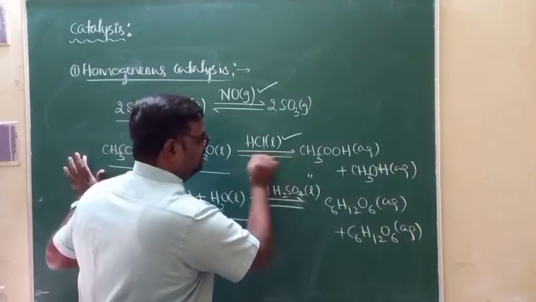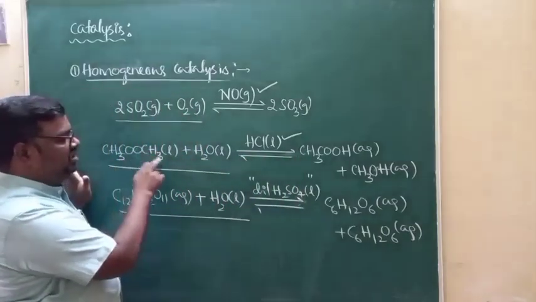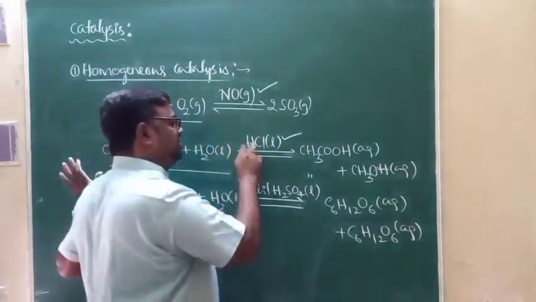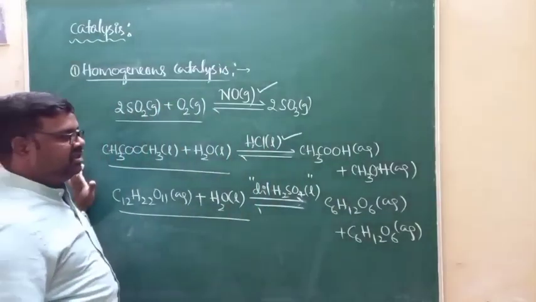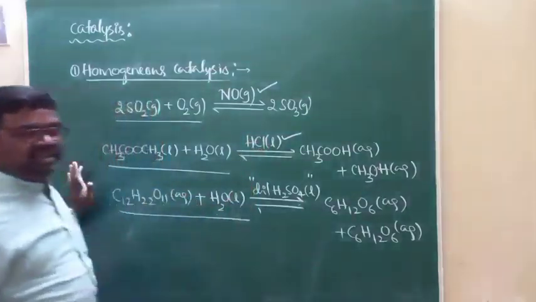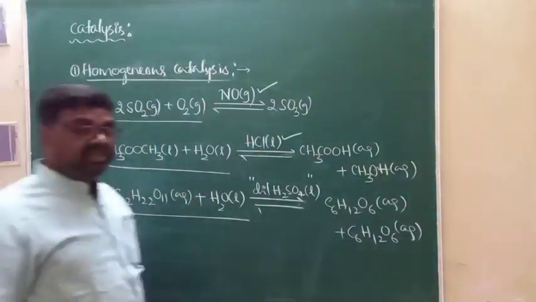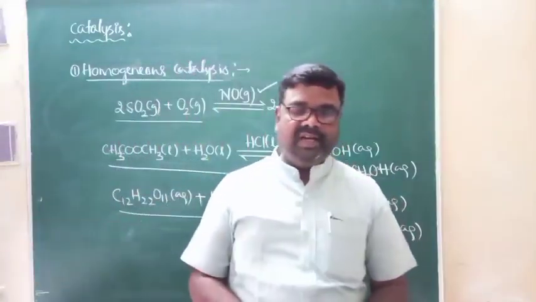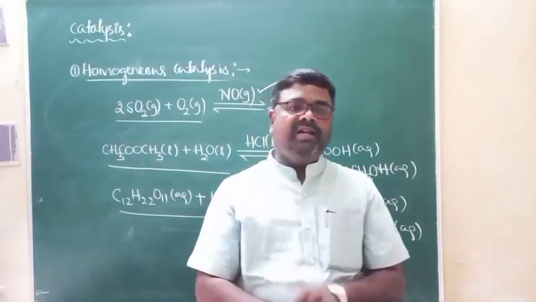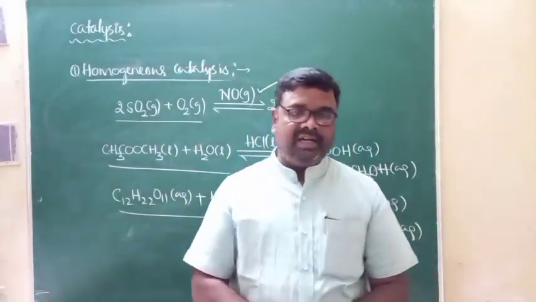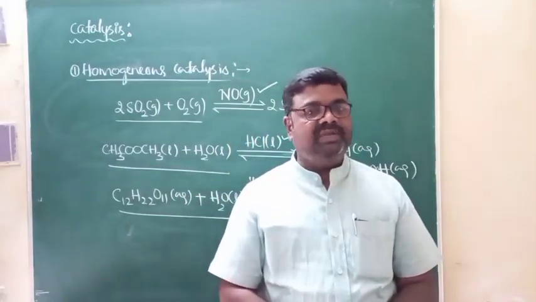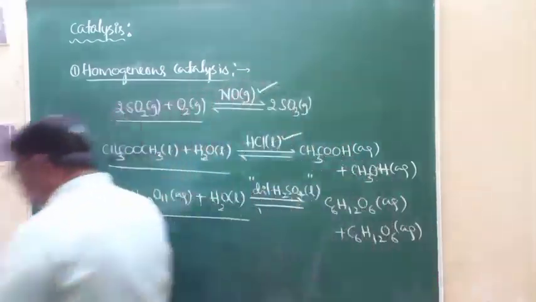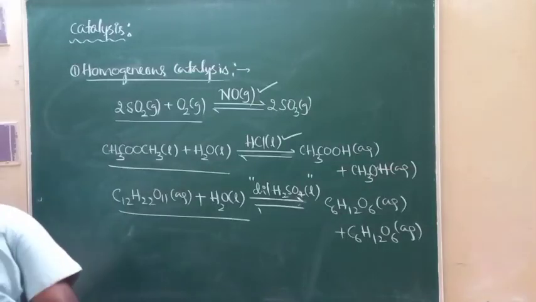state. And of course, here also, in this hydrolysis of methyl acetate, this reaction is catalyzed by H plus ions produced by dilute HCl. And of course, that is what we call homogeneous catalysis. Homogeneous catalysis is a catalysis where reactants and catalysts are in same phase. The catalytic reactions in which the physical states of reactants and catalysts will be same. So that is what we call homogeneous catalysis.